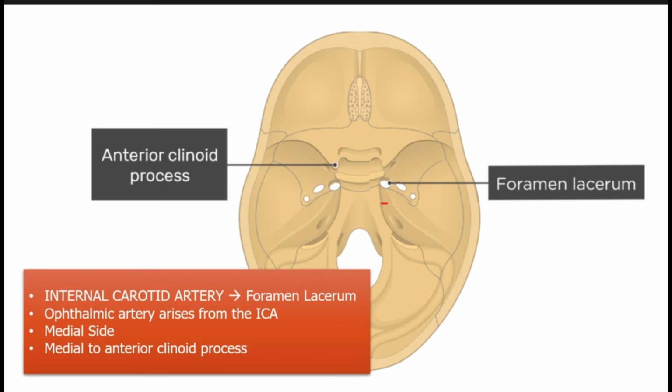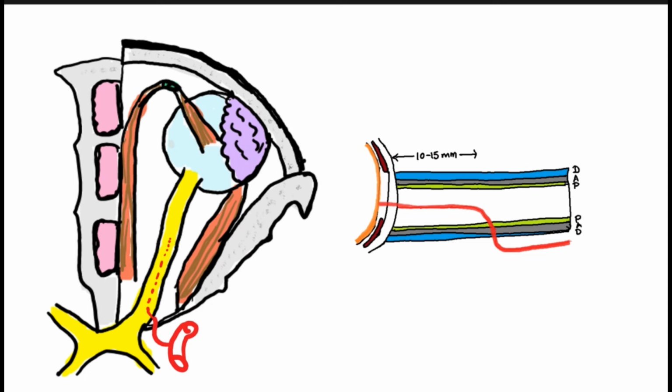Now, it is very important to know that the ophthalmic artery basically takes its origin from the internal carotid artery. And the internal carotid artery enters the skull through this foramen here, which is known as the foramen lacerum. Now, the ophthalmic artery basically arises from the medial aspect of the internal carotid artery and then it passes medial to this anterior clinoid process, and that is why I talked about the anterior clinoid process before.